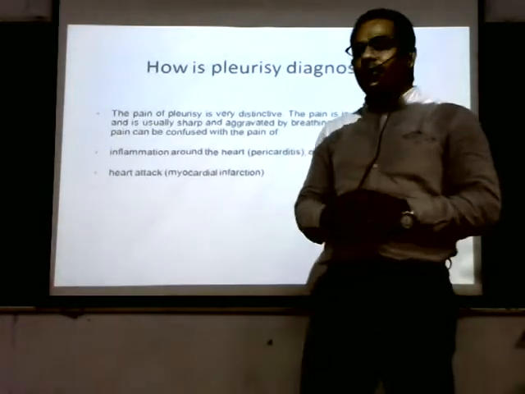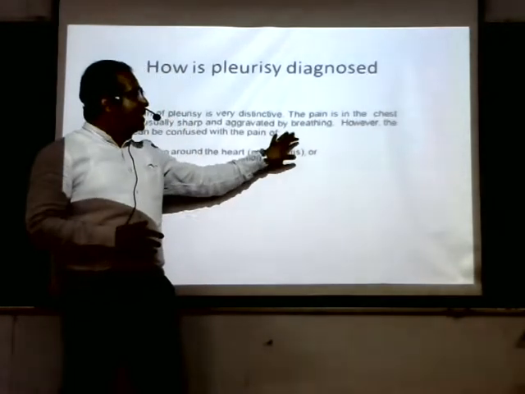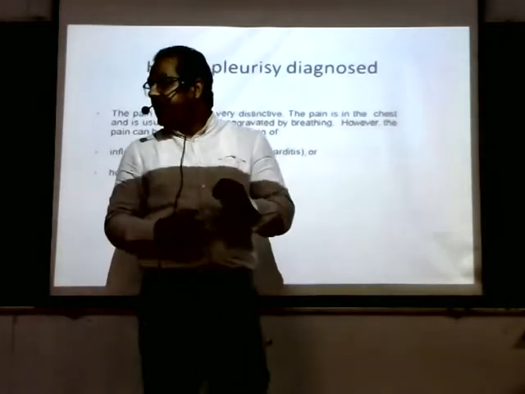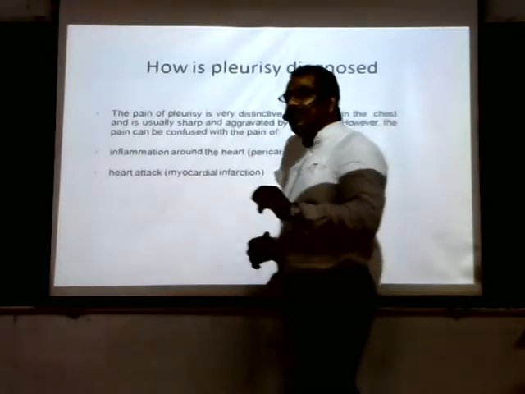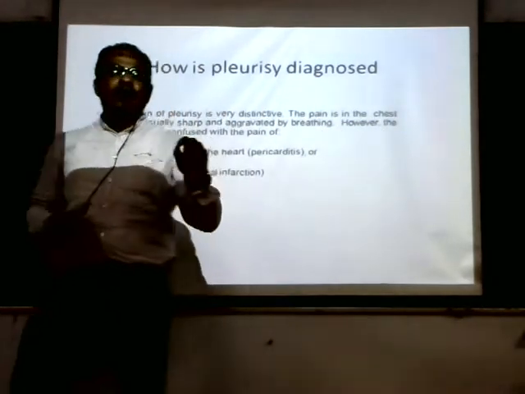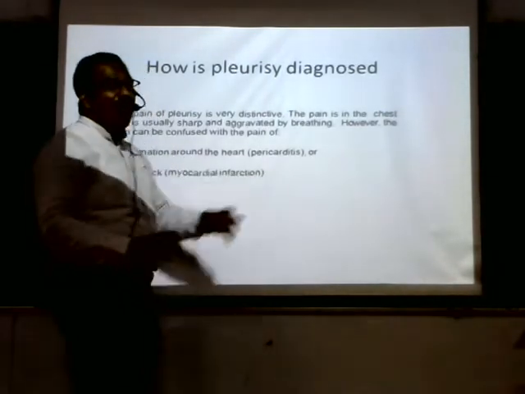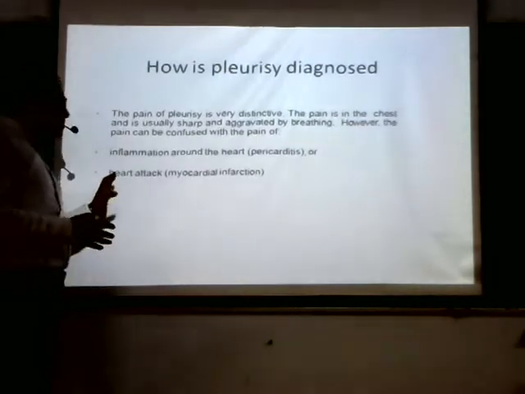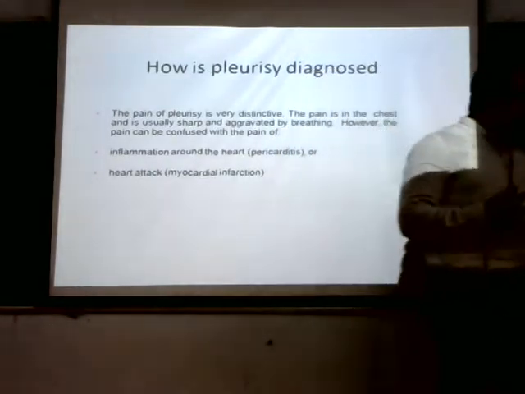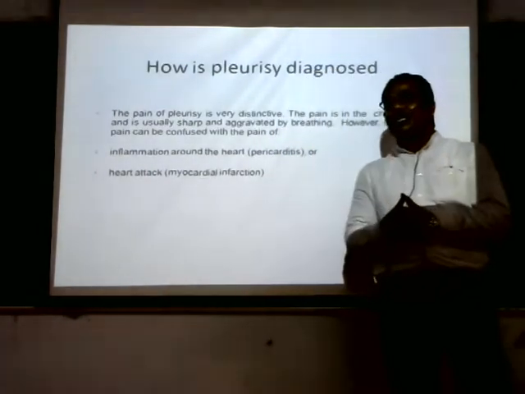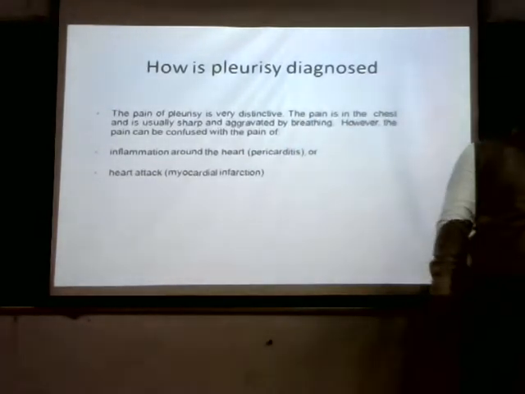How is pleurisy diagnosed? The first and foremost sign for diagnosis of pleurisy is the presence of sharp, characteristic pain which is aggravated by breathing. Although this pain may be confused with the pain present in the following two conditions: inflammation around the heart, which is known as pericarditis, or maybe pancarditis, and it can also be due to heart attack or myocardial infarction. So a sharp pain present in the chest region is known as angina, and one of the reasons for angina can be pleurisy, but the others are also possible.